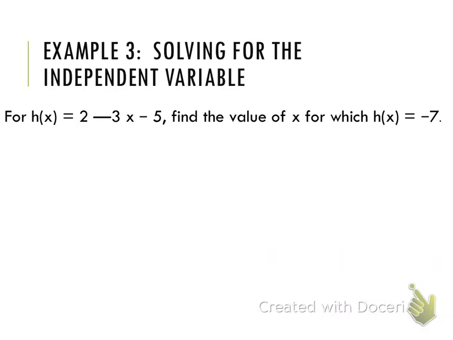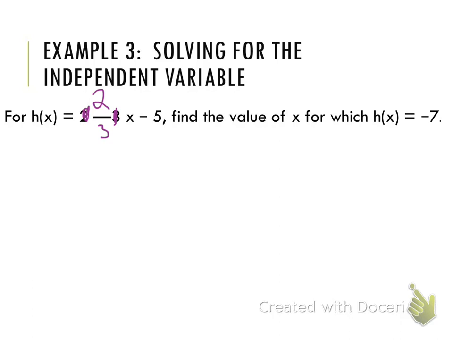My writing's not the best, so hopefully you can still see that. Okay, let's look at example 3 here. Solving for the independent variable. We have h of x equals, oh, sorry, that didn't copy too well. That's supposed to be 2/3 x minus 5. Find the value of x for which h of x equals negative 7.